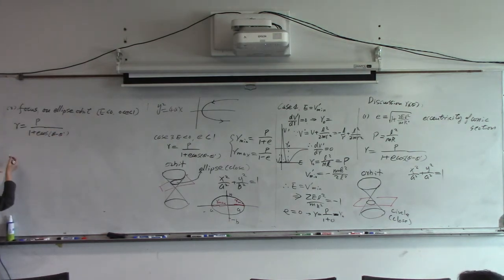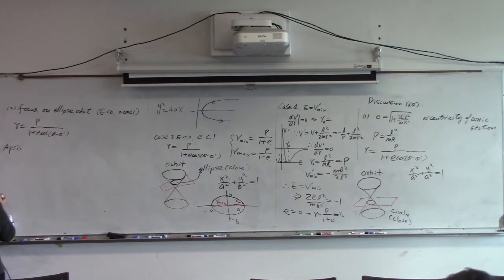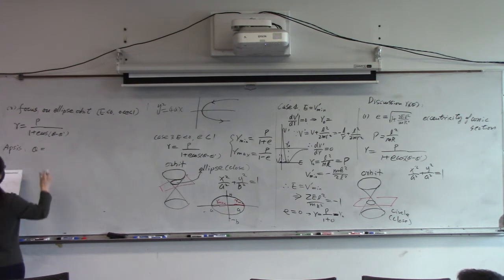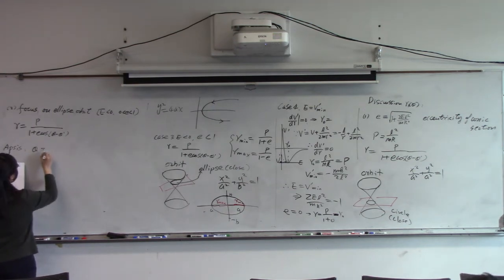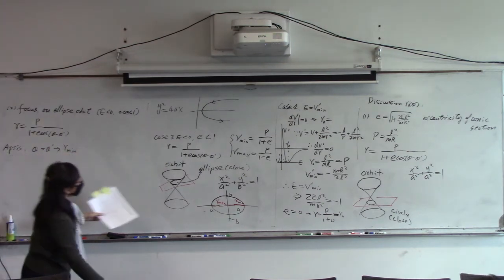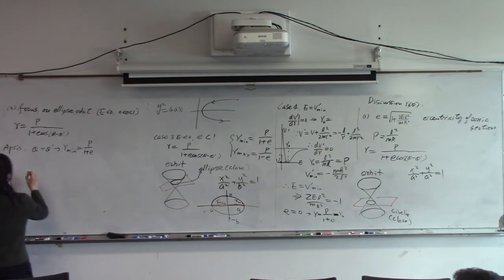First, we have some terminology. If you're interested in astronomy or doing homework, the problem may mention apsis. What does that mean? That corresponds to theta minus theta prime equal to 0, right? In that case we get the R minimum, which is P over 1 plus E. We call this point the apsis.